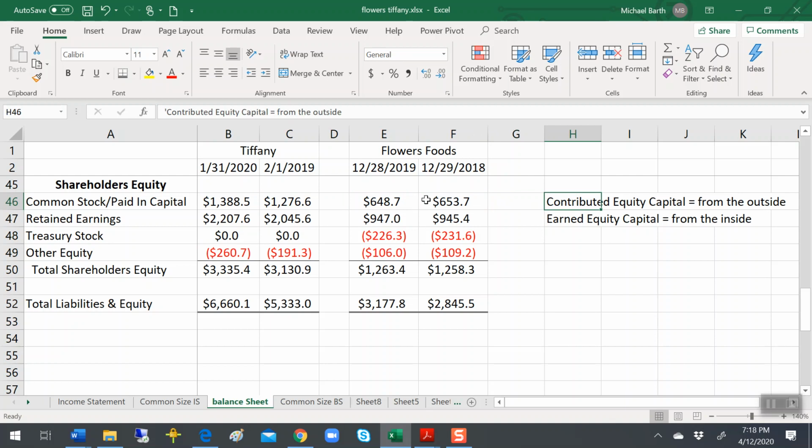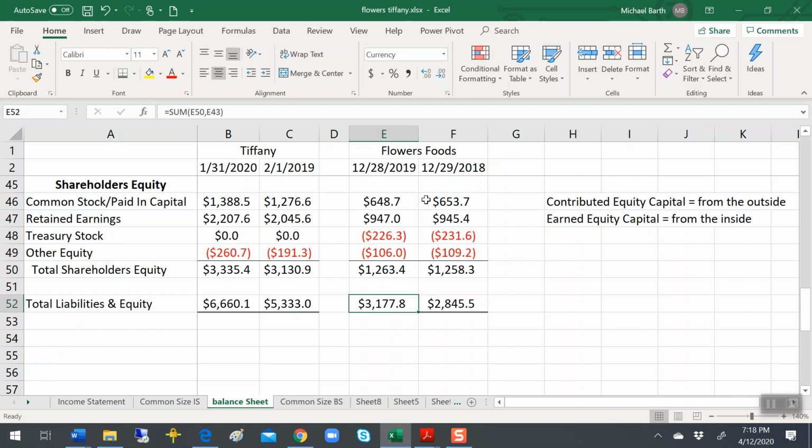The two numbers that you need to really focus on are contributed capital, that's money from the outside. In your textbook, they'll call that common stock, but it's really common stock and paid in capital. And retained earnings. Retained earnings is the equity that the firm has earned and retained rather than give to the shareholders as dividends. And we won't go into treasury stock other than that the company sold stock once upon a time and then bought it back from their shareholders.